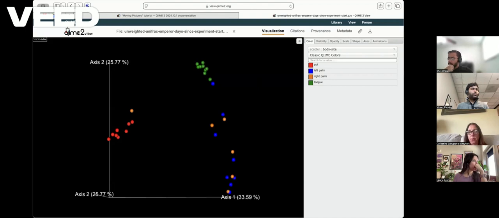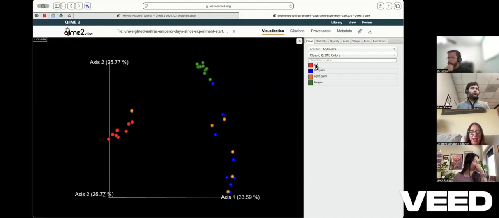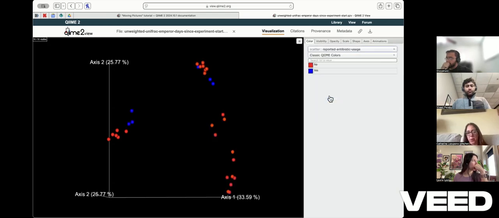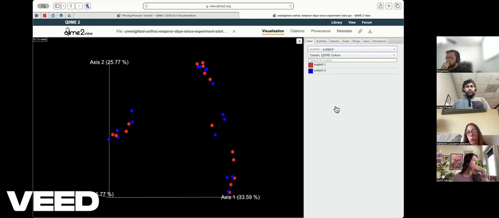And they sampled four different body sites. They sampled their gut, which is in red here, their left palm, their right palm, and then their tongue. When I'm teaching, I show that we can come in here and color by different things, like whether someone had taken antibiotics, or which person it is, subject one or subject two.